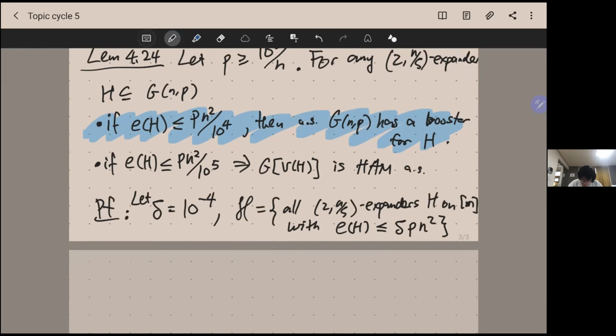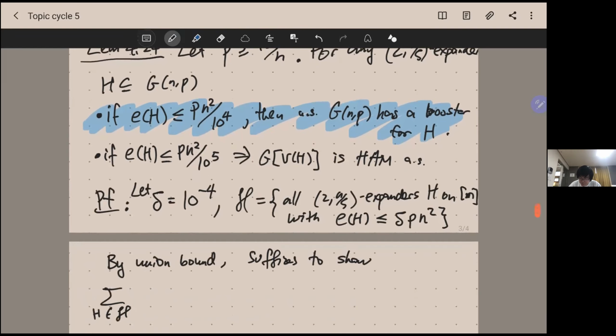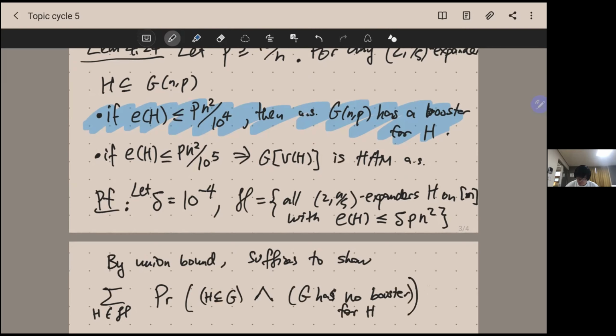So then, after setting this notation, simply by union bound, it suffices to show that the sum over H in script H of the probability that we have H as a subgraph of G, or G(n,p), meanwhile, and G has no booster for H, tends to 0, right? Okay, there exists a sparse expander in G(n,p).